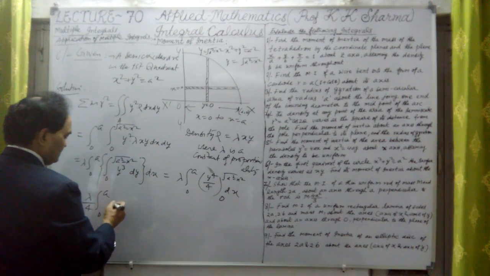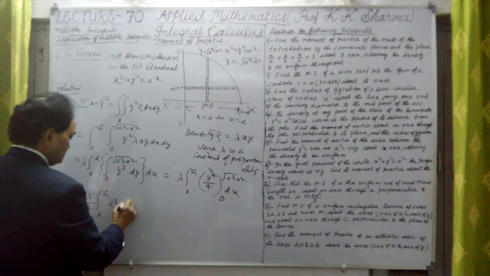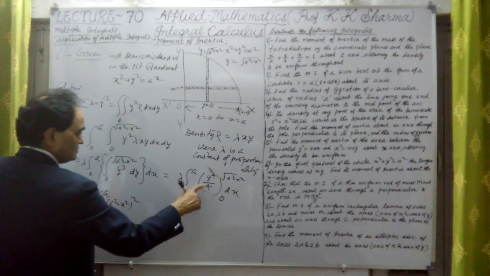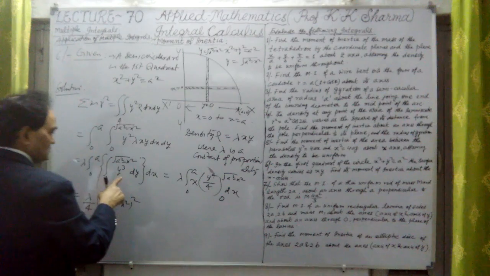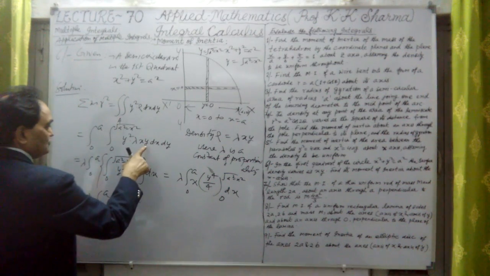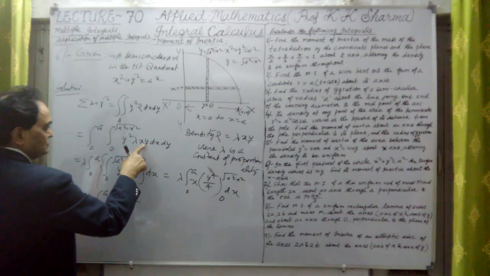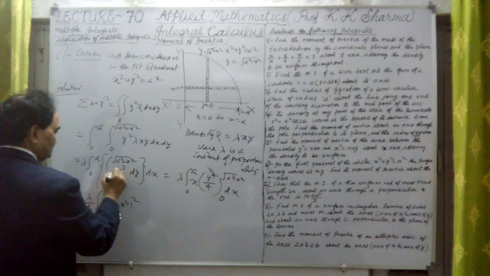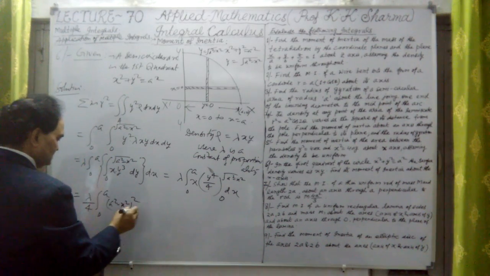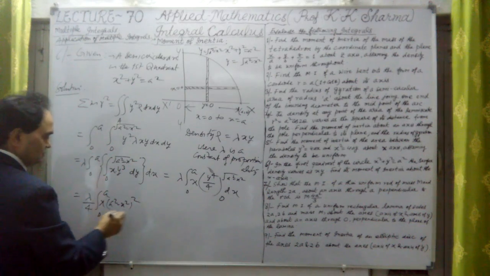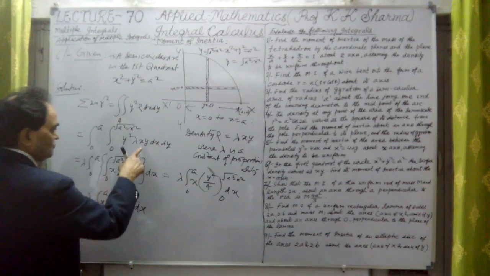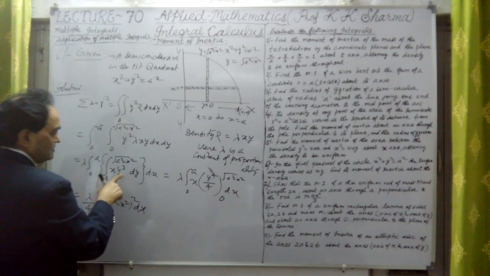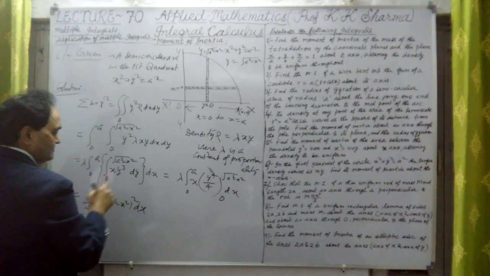This is 4 times, that means a square minus x square whole square, into x. Where is x? I'm sorry, this x is also there, x into dx. Why is this x there? Because it is x into y, and y cube we are taking, x is also there, into dx dy.